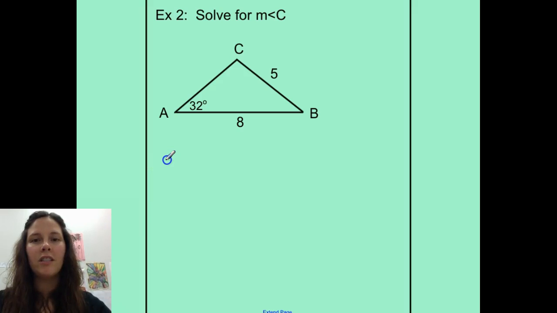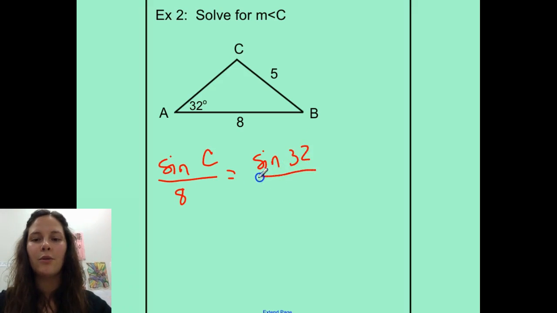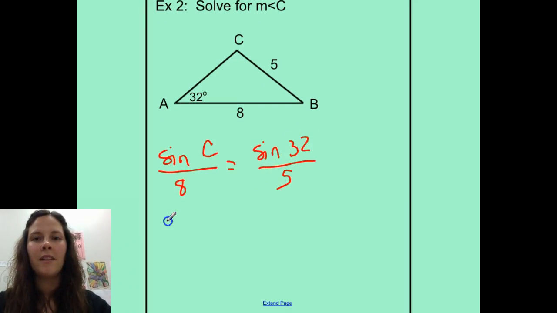In this example, we're just solving for the measure of angle C. Since our variable is an angle, I'm going to go with sine of C over side C. And then we know angle A and side A, so sine of 32 degrees over 5. This time to solve, I'll multiply both sides by 8. That gives me sine of C, so I will have one more step to get C by itself.